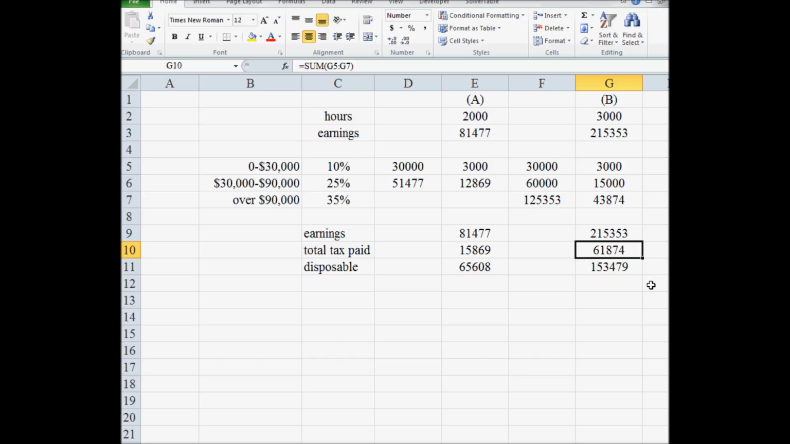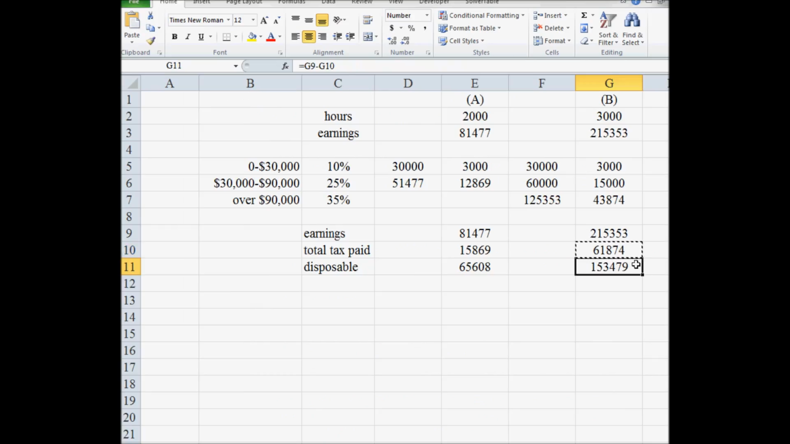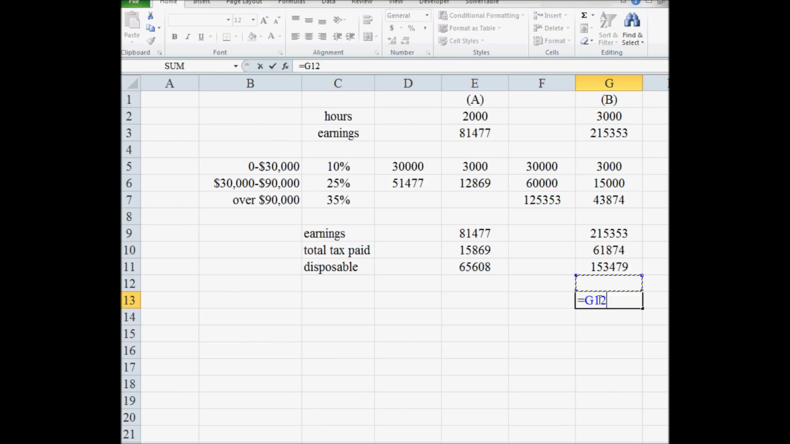So I'm going to copy $61,874 into your income taxes when you open up that additional business and work a total of 3,000 hours a year. And I'm going to copy in your new disposable income. Down here, working the extra 1,000 hours increases your disposable income by, so this is the increase in disposable income, $87,872.